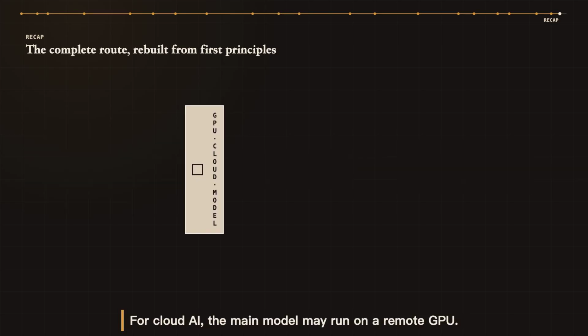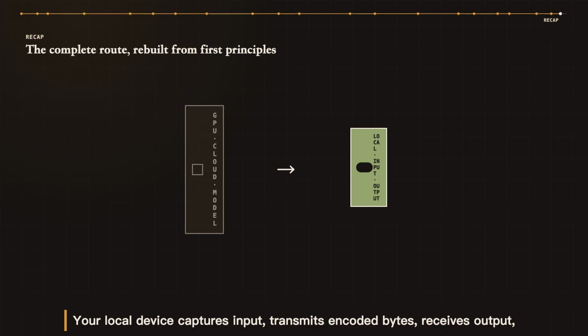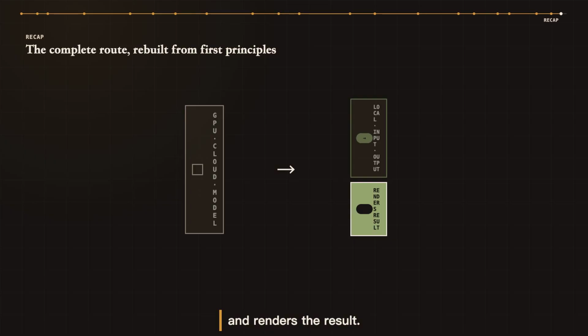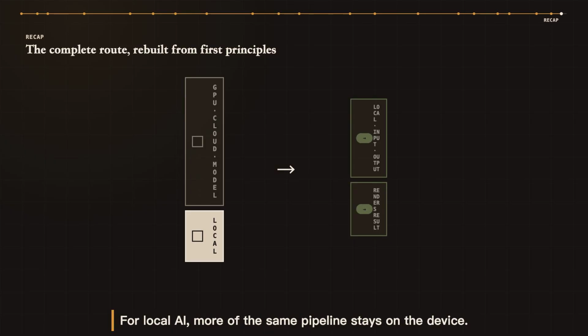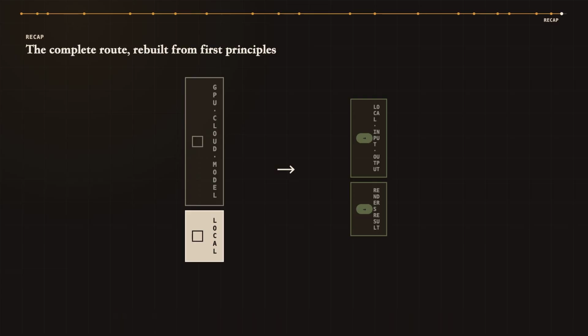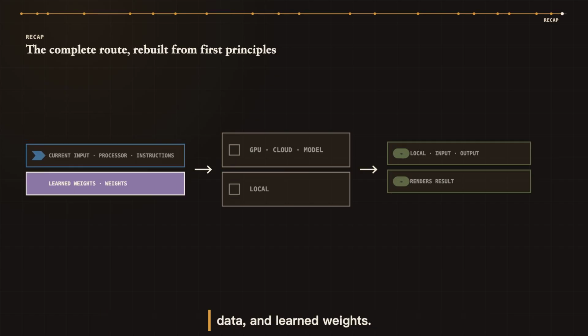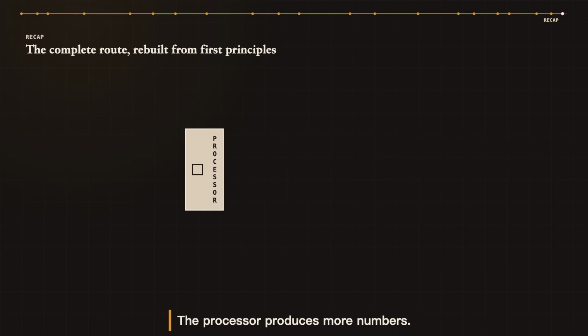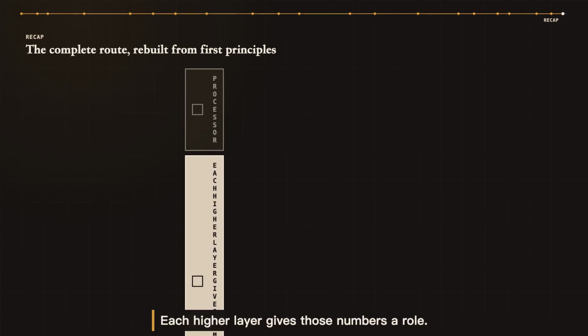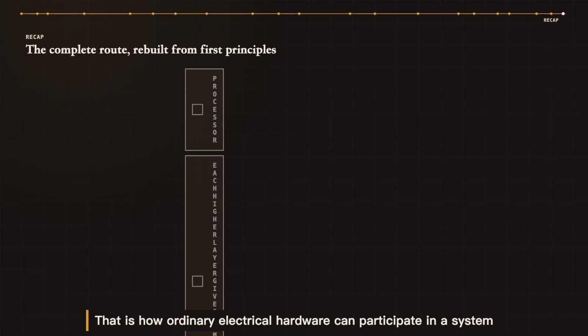For cloud AI, the main model may run on a remote GPU. Your local device captures input, transmits encoded bytes, receives output, and renders the result. For local AI, more of the same pipeline stays on the device. At the processor, three things meet: instructions, current input data, and learned weights. The processor produces more numbers. Each higher layer gives those numbers a role. That is how ordinary electrical hardware can participate in a system that recognizes speech and produces language.